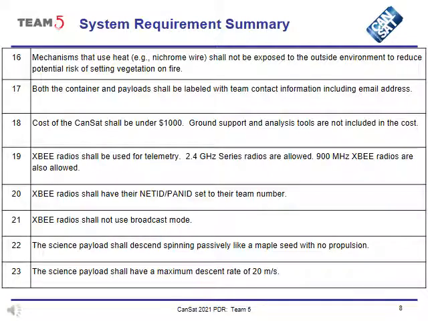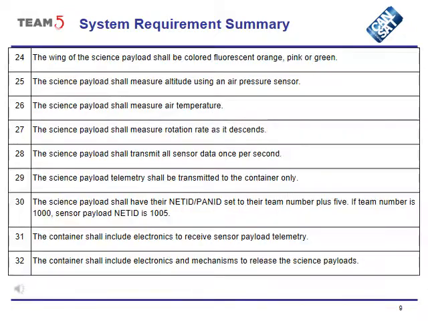22. The science payload shall descend spinning passively like a maple seed with no propulsion. 23. The science payload shall have a maximum descent rate of 20 meters per second. 24. The wing of the science payload shall be colored fluorescent orange, pink, or green. 25. The science payload shall measure altitude using an air pressure sensor.